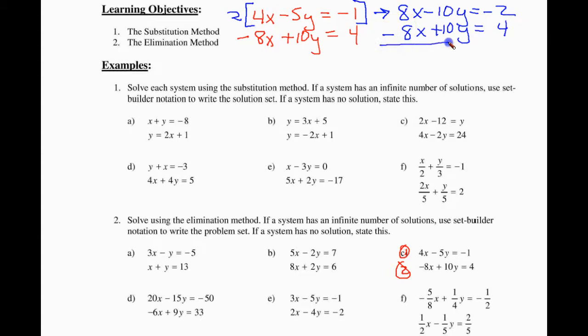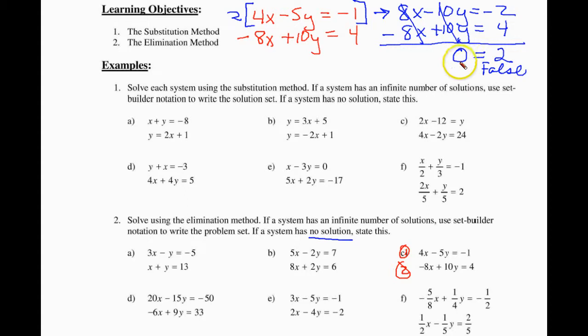Look at this. When I add these up, these cancel out. When I add these up, these cancel out. So I get on this side a 0, and this is going to be 2. Now, does 0 equal 2? No, this is false. When you get a false answer, there is no solution. False answer, no solution.